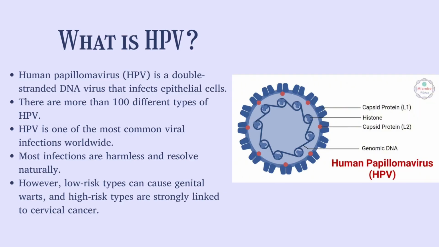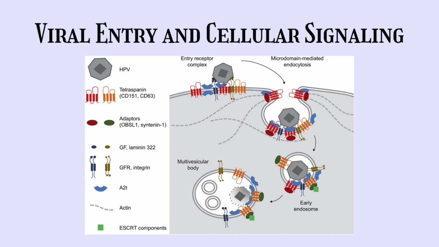To understand how HPV causes disease, we first need to see how it enters the cells. HPV binds to receptors on epithelial cells. This interaction triggers receptor-mediated endocytosis. This process reflects what we learned in cellular signaling. A molecule binds to a receptor, the receptor changes shape, and downstream processes are activated. After entering the cell, the viral DNA eventually reaches the nucleus.